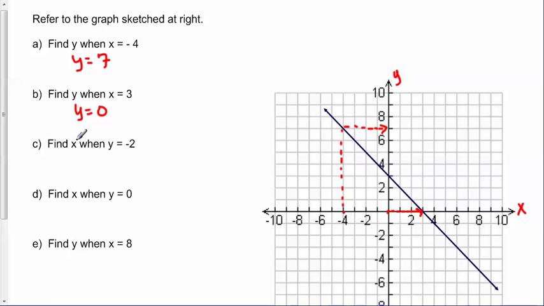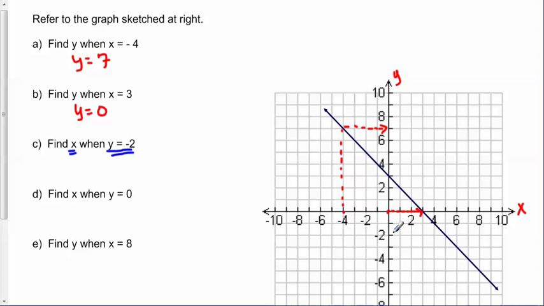Okay? Now things are switching up. We have to pay really close attention. Don't let yourself get lulled into thinking all of these are going to be find y when x equals something. Notice now we're being asked to find x when y equals -2. So now we have to change our strategy. Now we're going to the y-axis first. We're saying where's y -2? So y is -2 is right here.